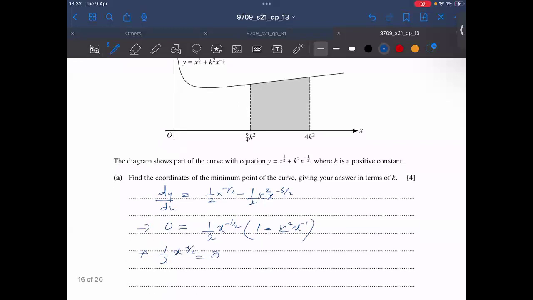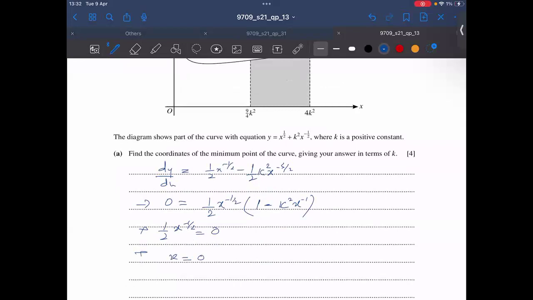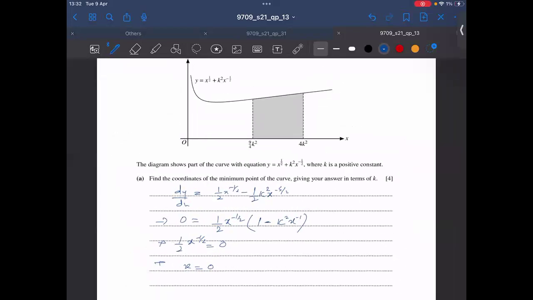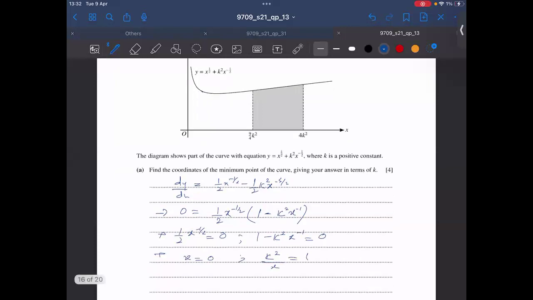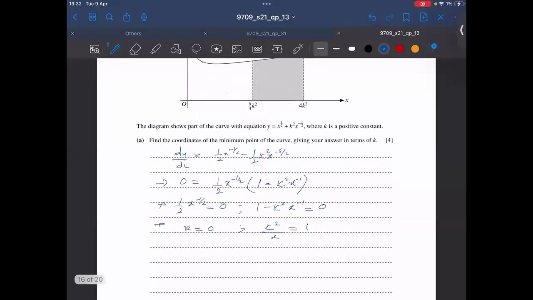From here, I'm going to get x equal to 0, which is not, of course, the x coordinate of the turning point, because the turning point has a value x greater than 0. Then we have 1 minus k square x to the power of minus 1 equal to 0. Then we have k square over x equal to 1. And then x is equal to k square. All right.